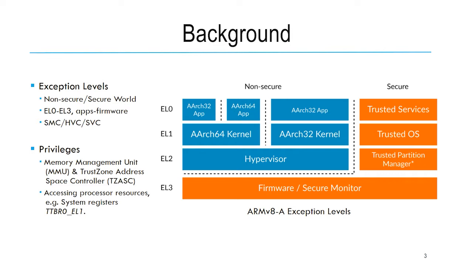There are two types of privilege relevant to the exception levels. One is memory privilege, controlled by the memory management unit and isolated by the address space controller in hardware. Another is the privilege of accessing processor resources, like system registers. Generally, the name of the system register indicates the lowest exception level required for a successful access. For example, the register TTBR0_EL1 holds the base address of the translation table of applications at EL0, which requires the privilege of EL1 at least.